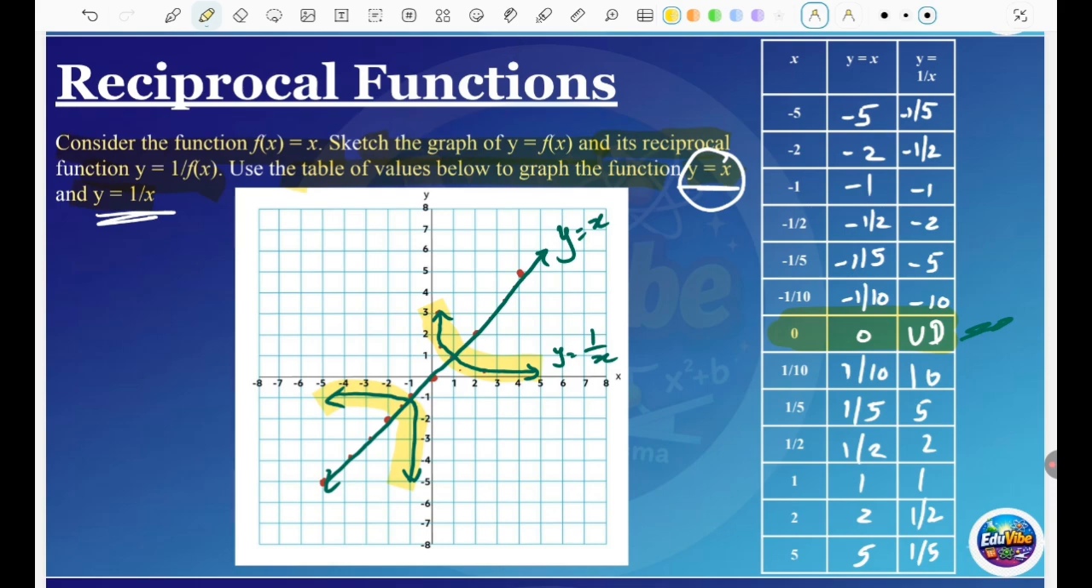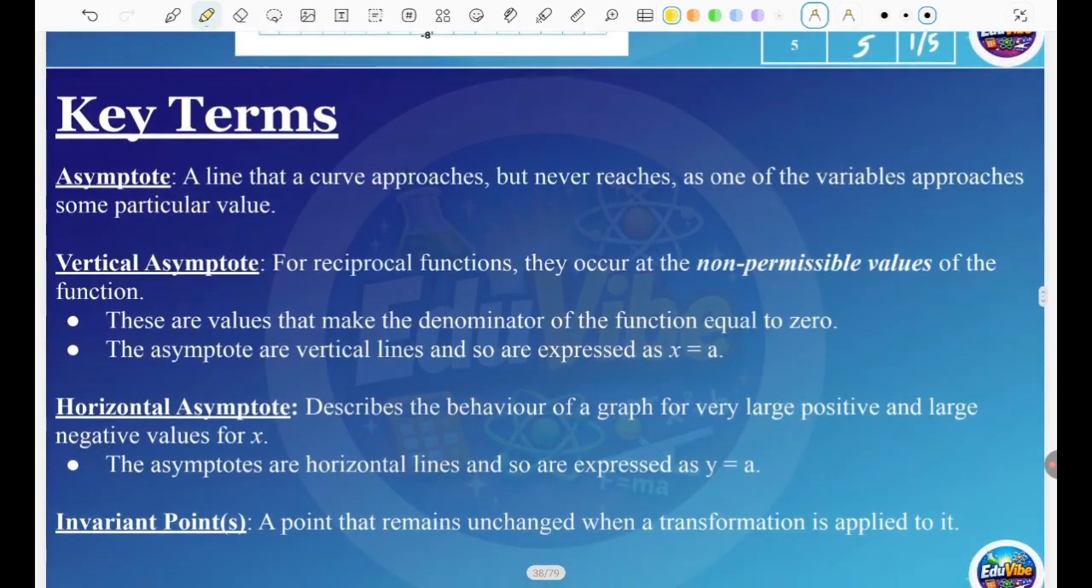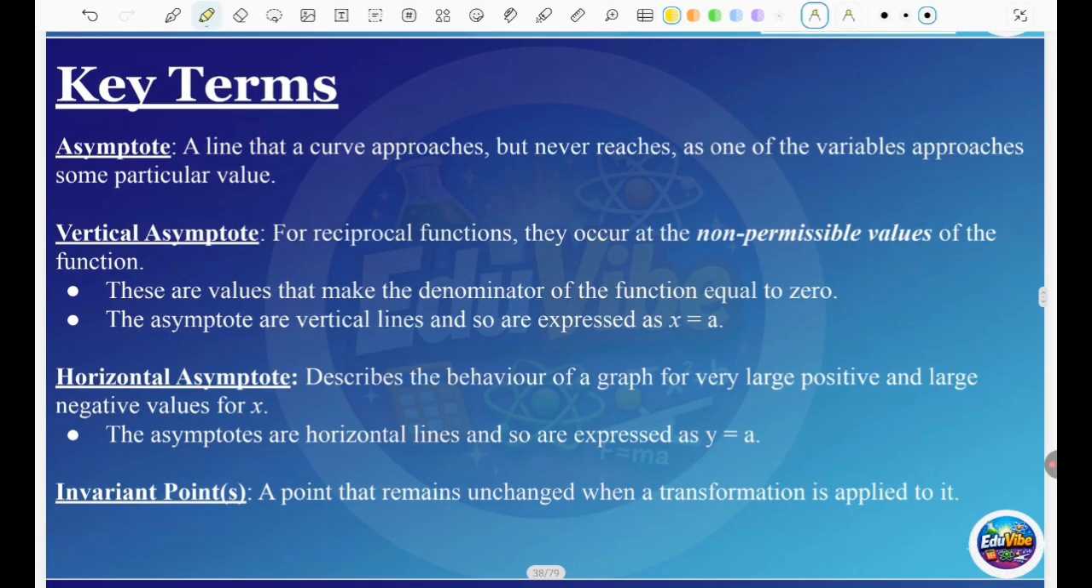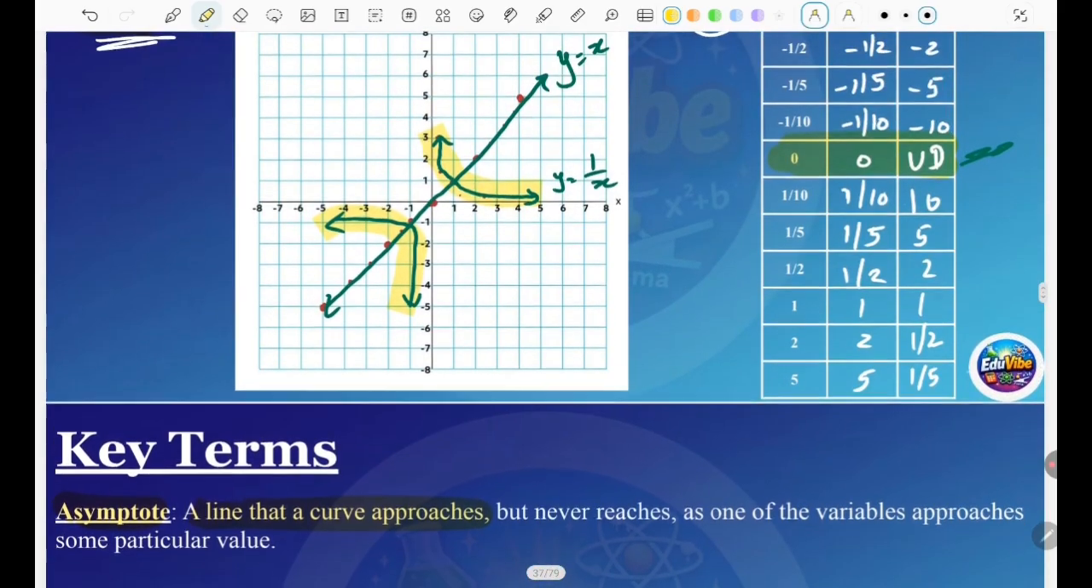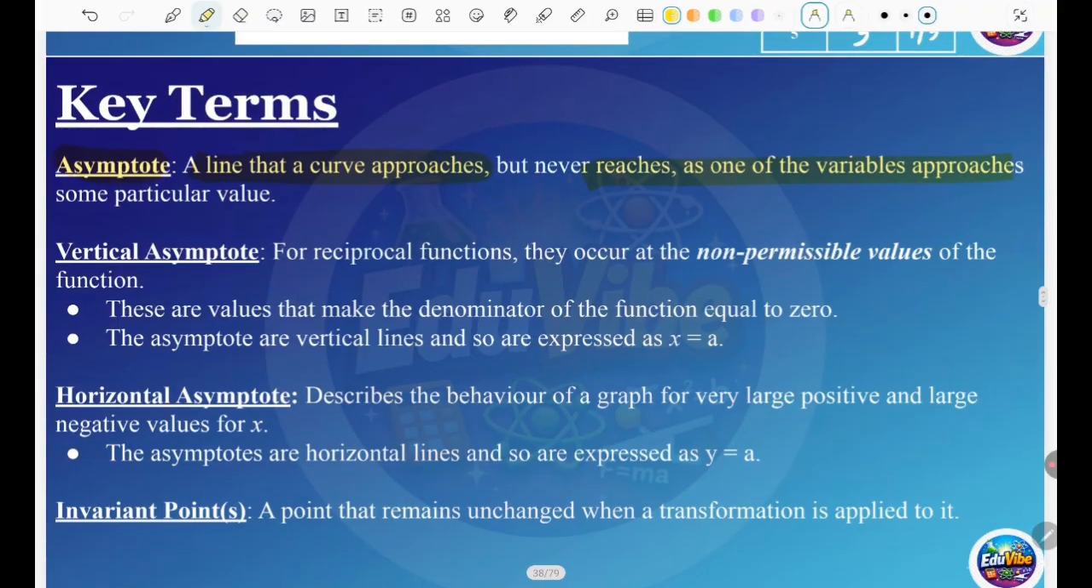So at that point you had some more complex graphs. So we discussed that. For discussing that, first we have to know some key terms. Firstly, the term asymptote: the line that the curve approaches. You can see the curve approaches that asymptote, but it doesn't touch it, it never reaches it, as one of the variables approaches some particular value.